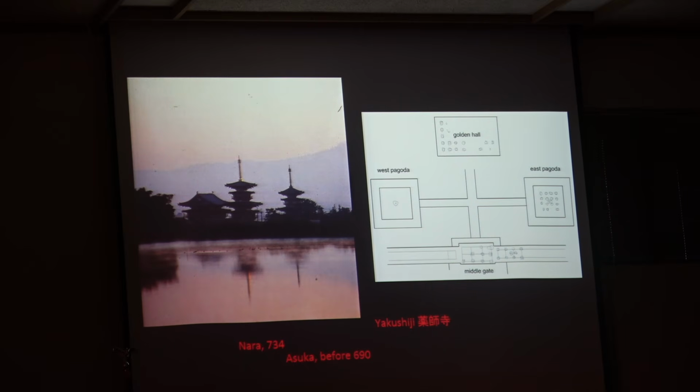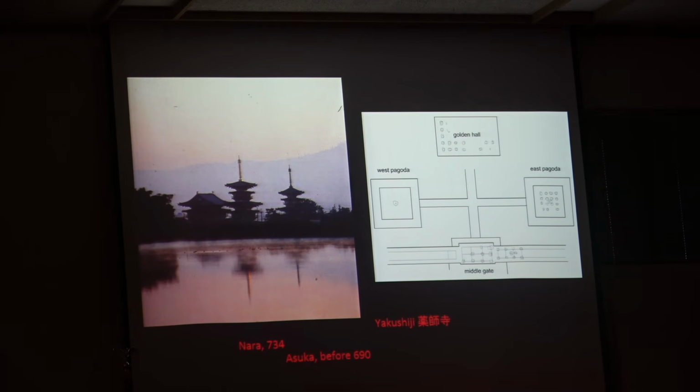If you go to the city of Nara, you can visit the Yakushi-ji, and the date is 734. And there was a period when one of the twin pagodas, and they are twin pagodas, was reconstructed. And this is a dramatic picture. It's not my own. I wish it were. It's a great picture of the twin pagodas of the monastery Yakushi-ji in Nara.